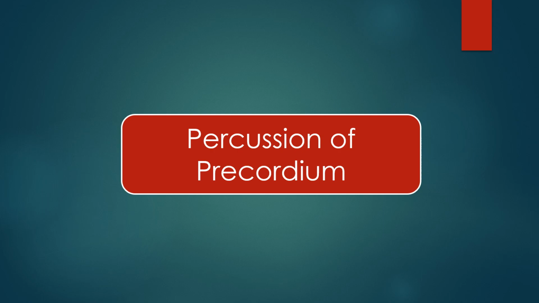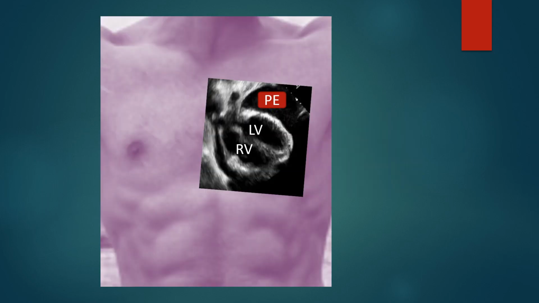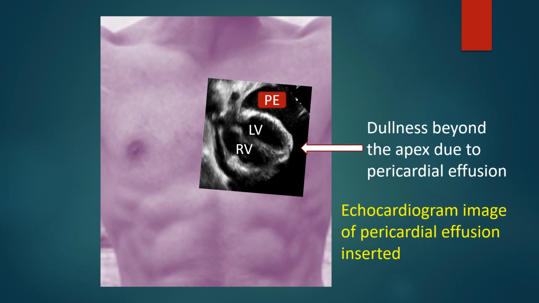Now we will move on to percussion of the pericardium. Percussion is used only in limited scenarios currently. Three important aspects of percussion are: 1. Left border corresponds to the apex beat. If there is dullness beyond the apex beat, it indicates pericardial effusion. But it may be difficult to palpate the apex beat in severe pericardial effusion.